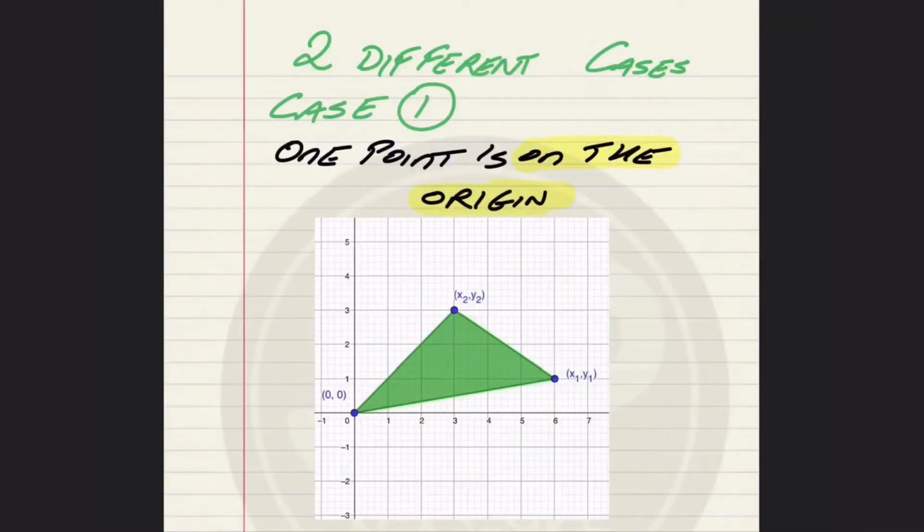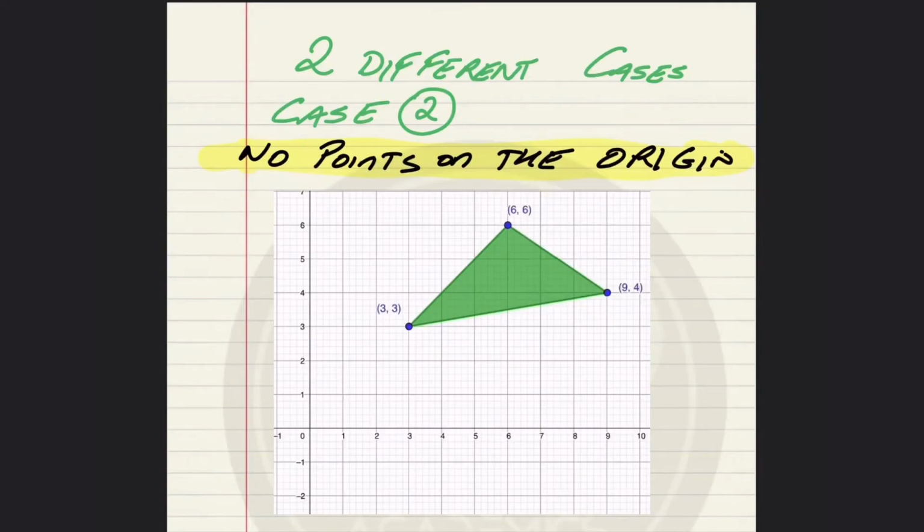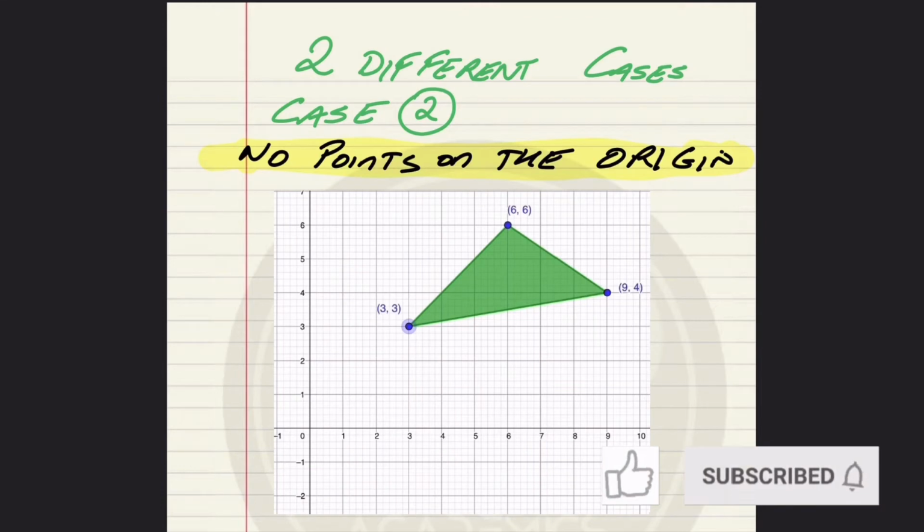So when we're trying to work out the area of a triangle, there are 2 separate cases, and this is the first case. It's when one of the corners of the triangle, or the vertices, or one particular point of the triangle, is on the origin. Our second case is when none of the vertices of the triangle are on the origin. All we need to do in this case is to just move the triangle so one of the points is now on the origin. So if I focus on this point here, 3, 3, what I want to do is move this point so that it now goes down onto the origin.